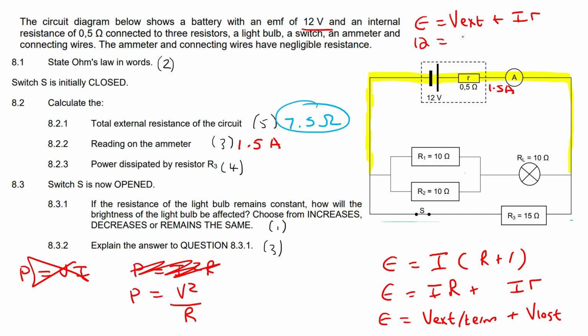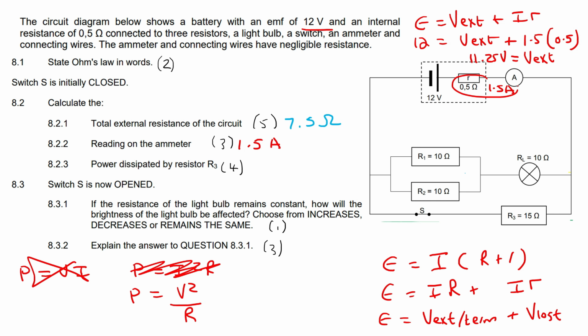And so we could say 12 plus your current, which is 1.5, your internal resistance is 0.5. And if you had to then go work out your external voltage, you should eventually end up with 11.25. Okay, so that means the external voltage is 11.25. Now, and then the voltage inside here is 0.75. So where is that 11.25 going to be used?